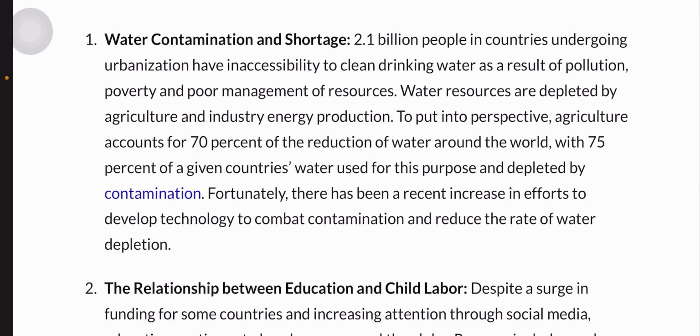Fortunately, there has been a recent increase in effort to combat contamination and reduce the rate of water depletion.